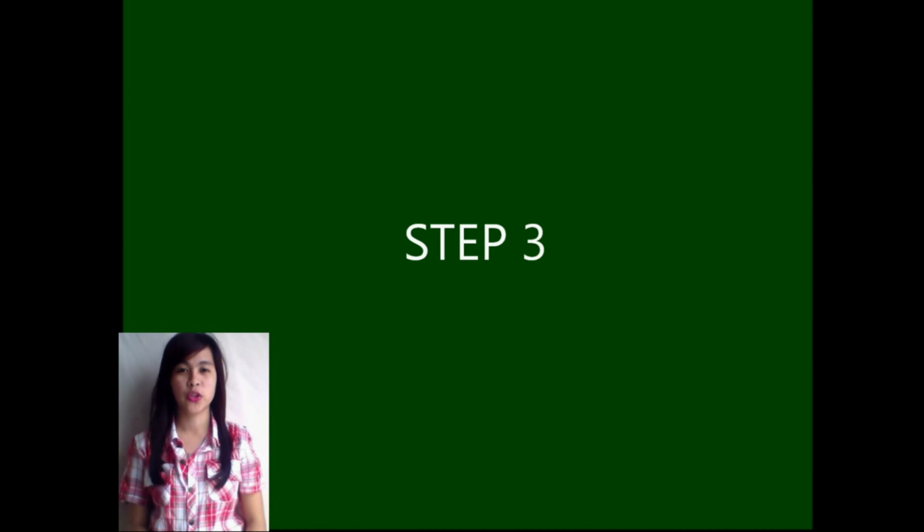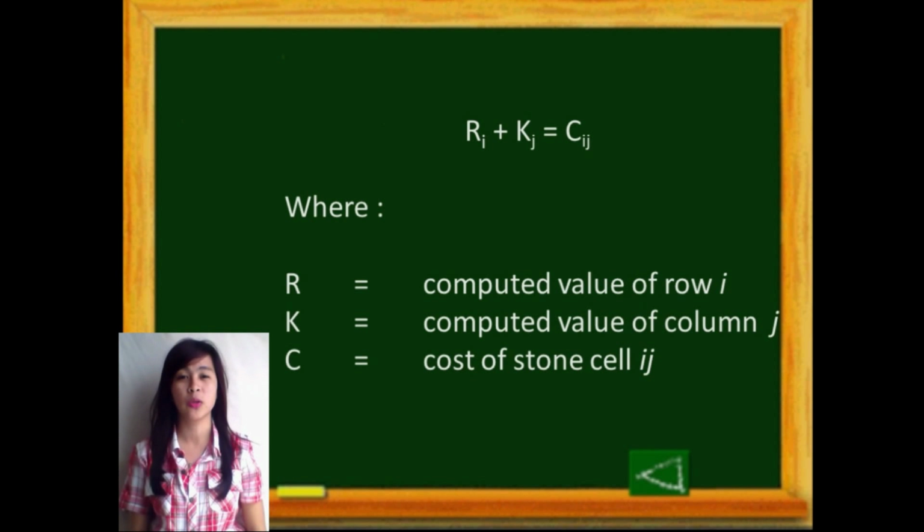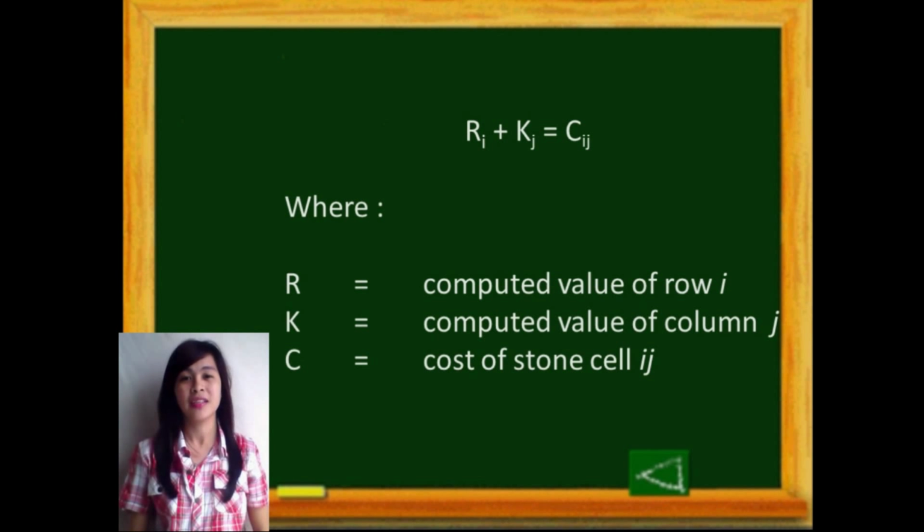To test the solution for improvement, let us compute the values of R and K for each solution using the formula R plus K is equal to C, where R is the computed value of the row, K is the computed value of the column, and C is the cost of the stone cell. These values are used to evaluate the improvement indices of a new cell of a particular solution. Each solution may have different values of R and K, which could be positive, negative, or 0, and R sub 1 is always equal to 0.